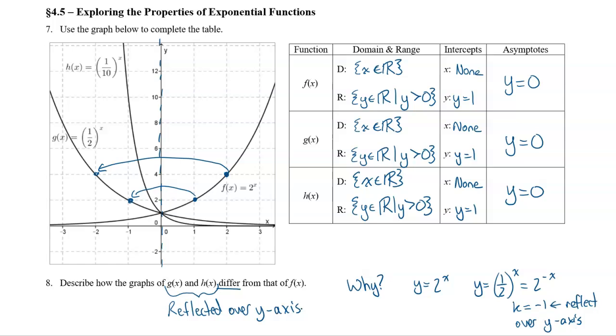This next video gets into more of the equation and how to graph exponential functions, so check that out.